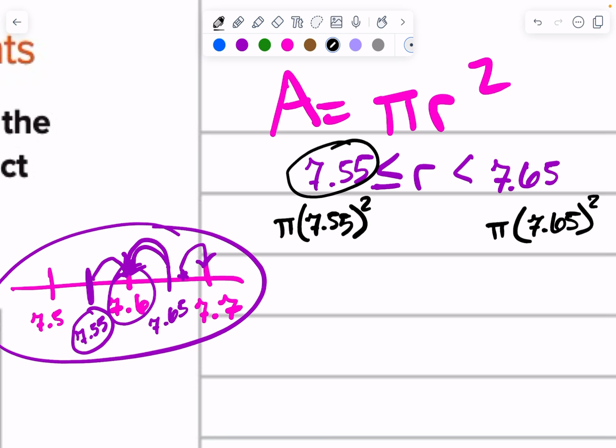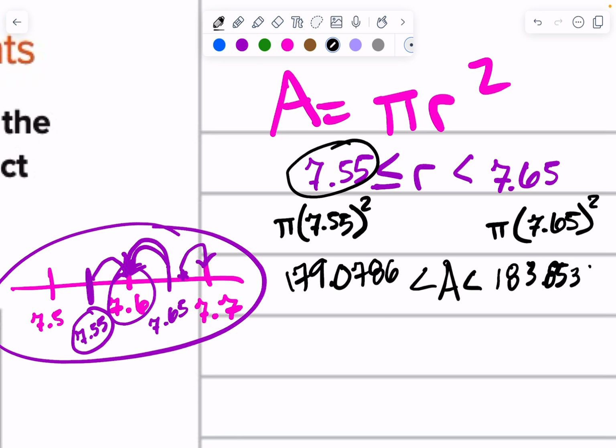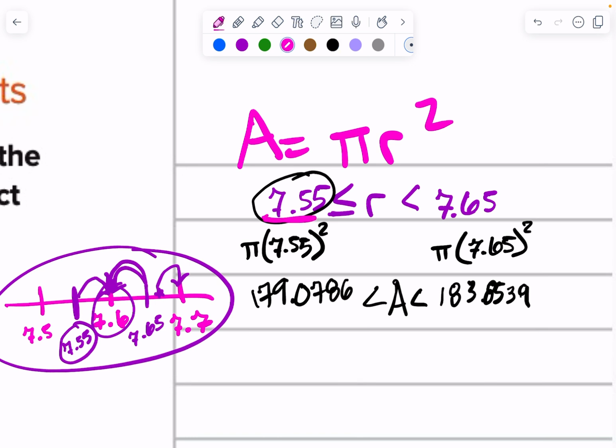Okay, so I'm gonna go 7.55 squared, and I get 179.07. I'm gonna give a bunch of sig figs and then we'll pull it down. Okay. And the area has to live between these two. Okay, 7.65 squared times pi, and I get 183.853839.